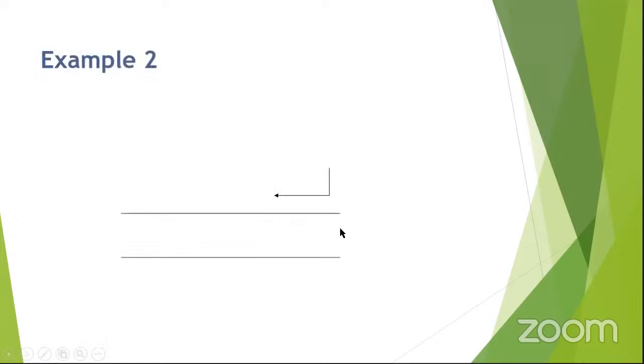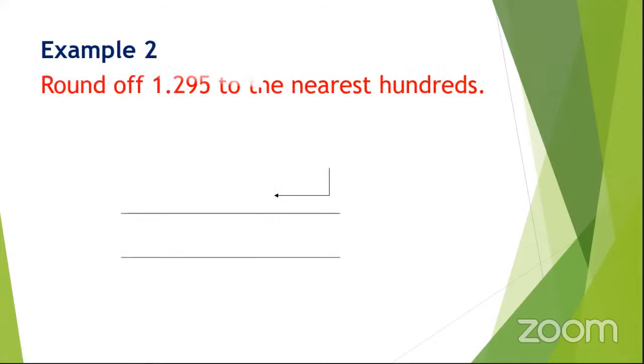Then let us see also another example here. Round off 1.295 to the nearest hundredths. You write the number, give them place values, identify the digit at the right of the required place value.